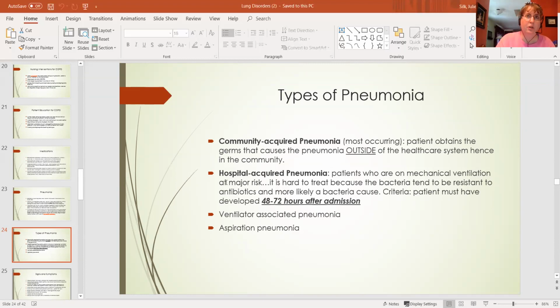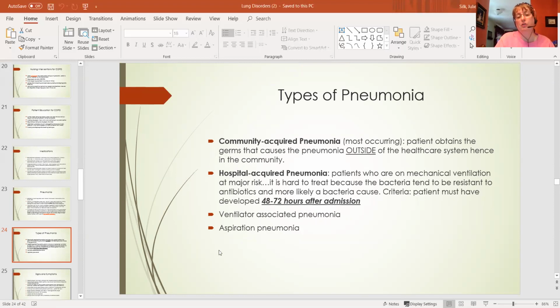If it's hospital-acquired pneumonia, this means that, say maybe I came in for a broken hip or something, and I'm getting hip surgery, but then 48 to 72 hours after I get admitted and after I've had my surgery, now I'm starting to get symptoms like I have pneumonia. So this means that I got it in the hospital. So your criteria is 48 to 72 hours after admission. When I came in, I didn't have any of those symptoms, but now I do.